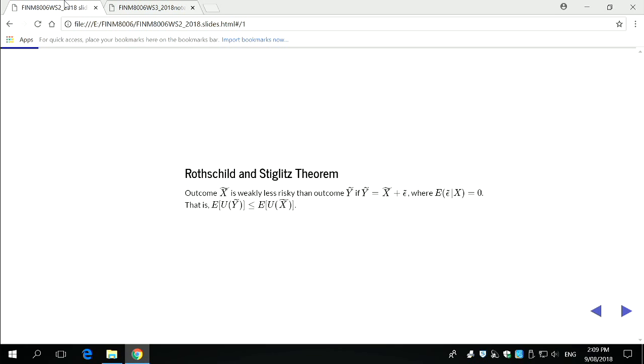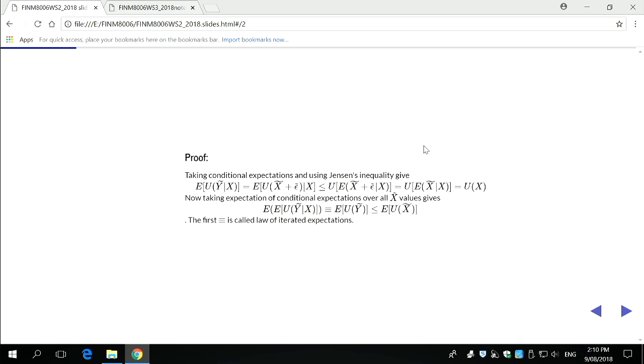Okay, let's start. Last week we went through this Rothschild-Stiglitz theorem that says if you have some pure risk, which means the expectation of this risk conditional on x equal to 0, then that's something you wouldn't like. So especially the expected utility of this y tilde is less than the expected utility under this x tilde. We proved that through mainly two things.